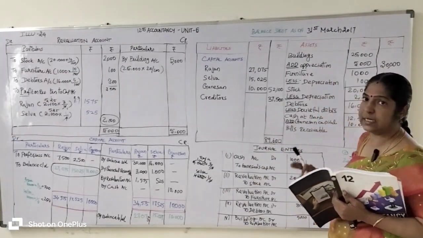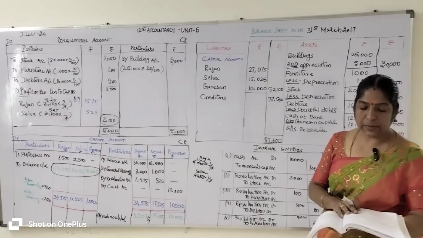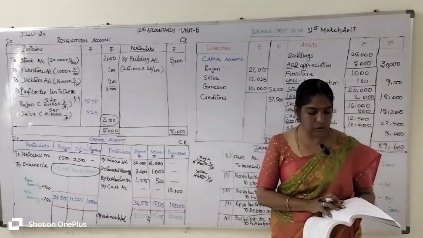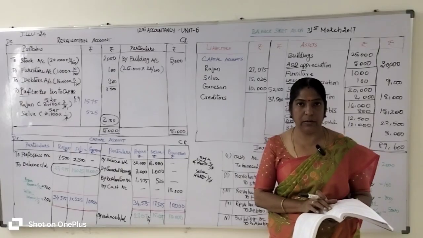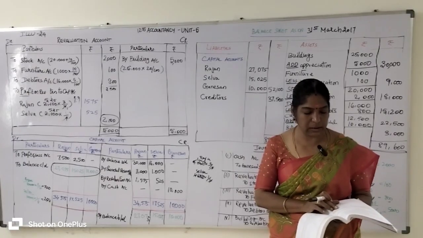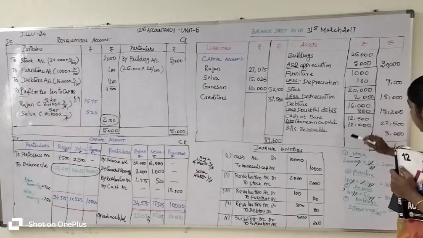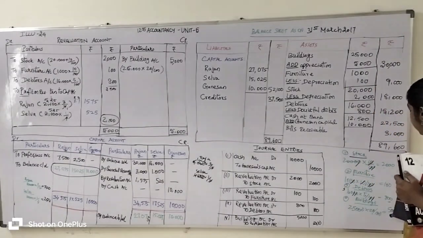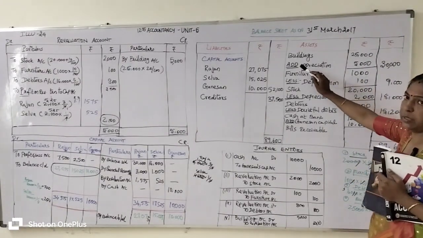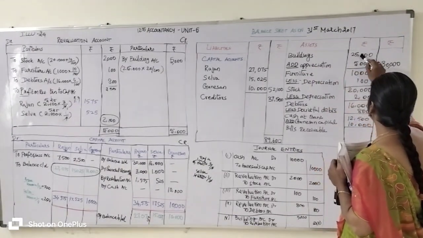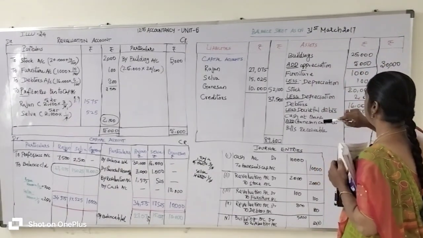Then comes the asset side of the balance sheet. As per the question, we are going to enter the asset side of the balance sheet. The first item is building, given in the question on asset side of the balance sheet. Building 25,000 rupees. Okay. Listen here, the building value appreciated 5,000 rupees. Appreciation means we have to add to the building value. 5,000 rupees plus 25,000, you will get 30,000 rupees.